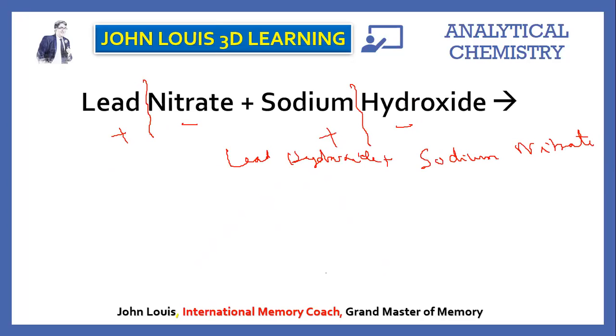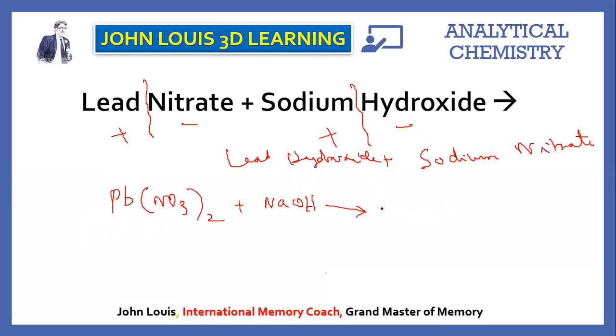Okay, now, can you tell me the formula? Okay, Kirtat, can you open your mouth and answer me? Lead nitrate, what is the formula? How will you derive it? Pb(NO3)2. Okay, good. And sodium hydroxide? NaOH. Okay, then lead hydroxide.